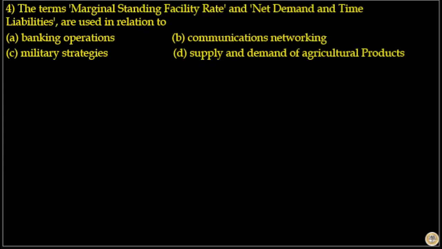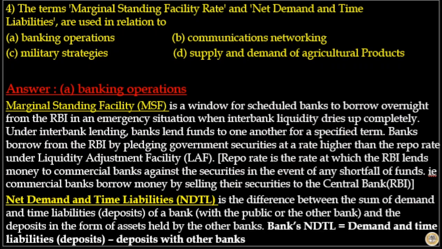Next is, the terms marginal standing facility rate and net demand and time liabilities are used in relation to, options are banking operations, commissions, networking, military strategies, supply and demand of agricultural products. The answer to this question is option A, banking operations. Marginal standing facility is a window for scheduled banks to borrow overnight from RBI in an emergency situation when interbank liquidity dries up completely. Under interbank lending, banks lend funds to one another for a specified time. Banks borrow from RBI by pledging government securities at a rate higher than repo rate under liquidity adjustment facility.